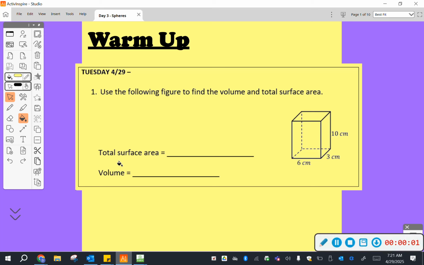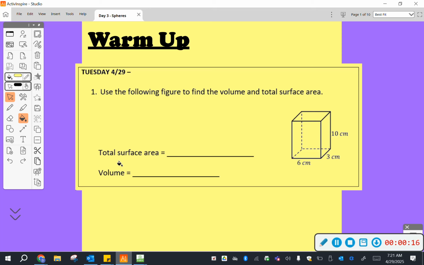It says use the following figure to find the volume and total surface area. What shape is this? A rectangular prism. This is a rectangular prism.